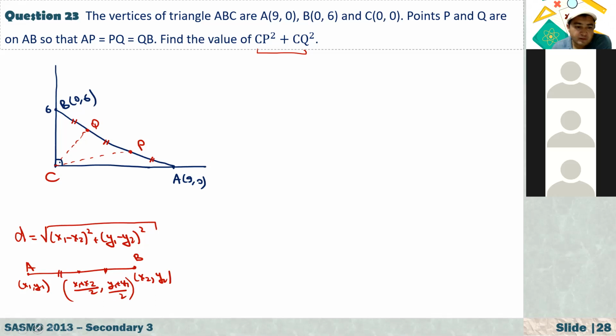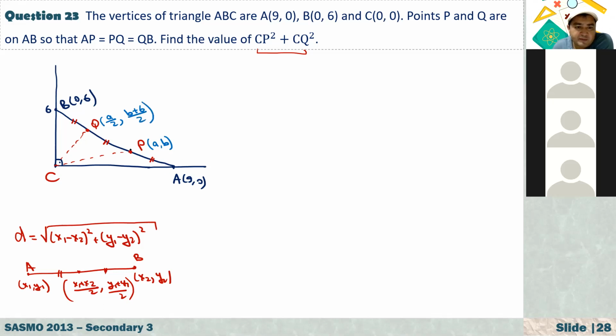Okay. Now, using just these ideas, suppose that the coordinates of P are (a, b). At the same time, Q is the midpoint of BP, right? So then what are the coordinates of Q? The coordinates of Q will be 0 plus a over 2, that is a over 2, and 6 plus b over 2, that is (b plus 6) over 2, right?